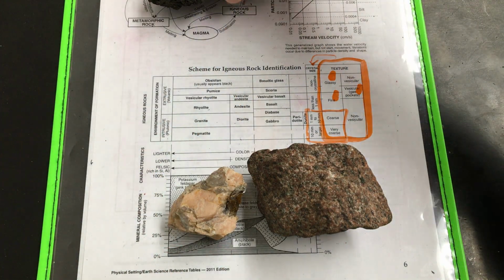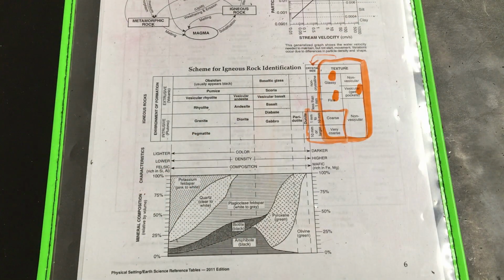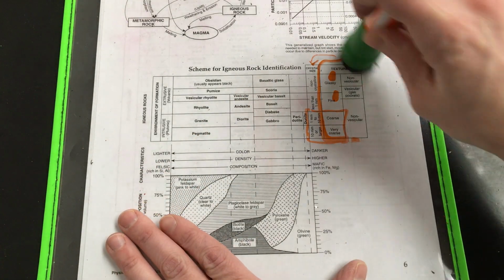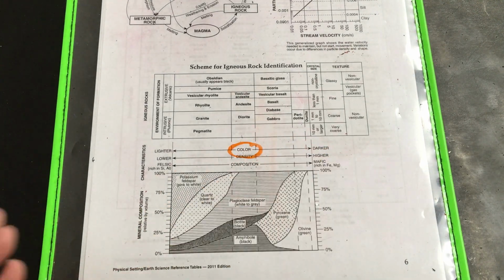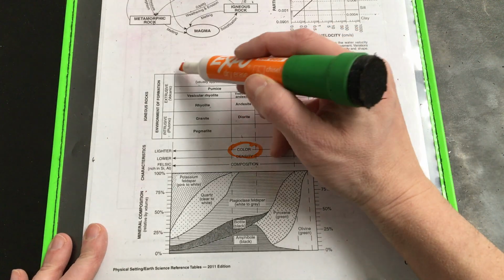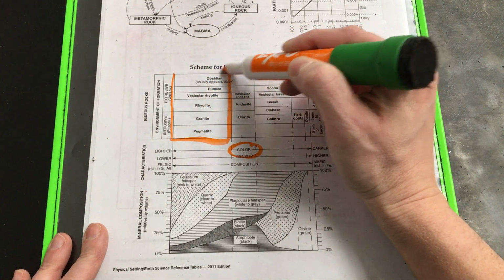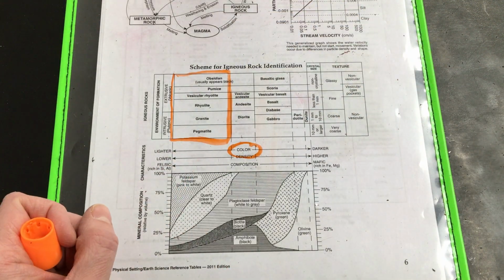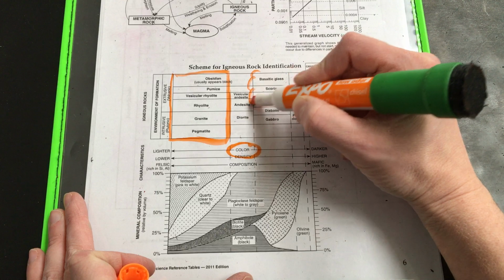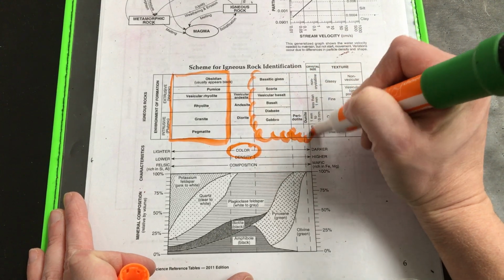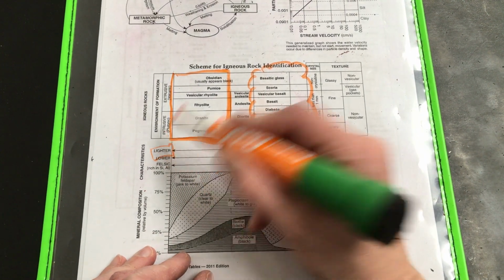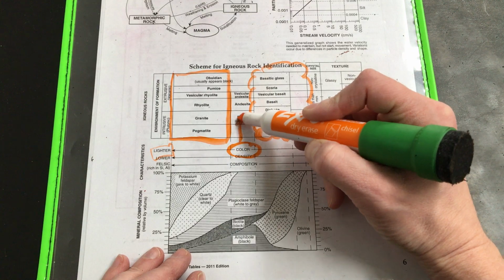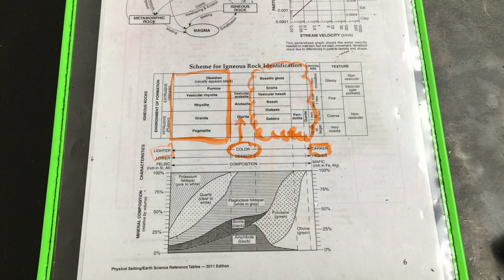Once you know your texture, you then have some options. And the next thing you should look for is the color. So color is down here, and there's a range of color. So everything on this side of the chart is considered lighter in color. Everything on this side of the chart is considered darker in color. So you'll notice that there are some rocks in the middle. These are kind of intermediate. And again, this is a range, so we're looking at that.